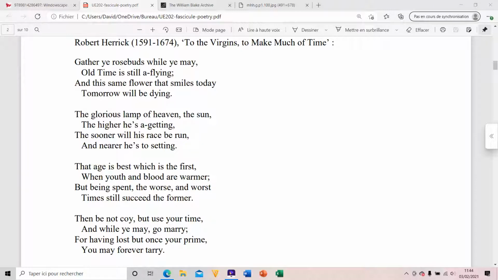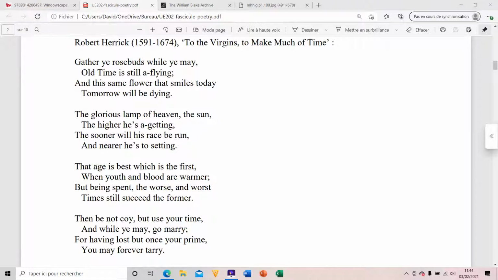Embrace the attention that you get while you're young, because once you lose your prime, once you lose your youth, you may forever tarry, that is to say, to remain, to have to wait, to keep waiting, to remain after the other young women have chosen to marry.